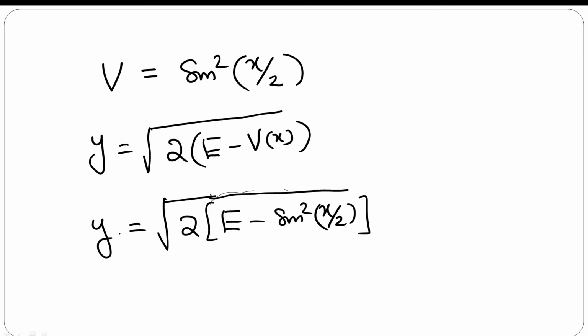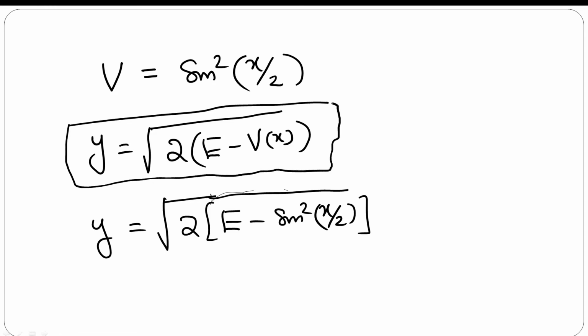Now to plot the phase space trajectory, we have to numerically simulate this equation. This is an equation which connects y and x. You can see sin square x by 2 here. E is a constant. For a given value of E, you can plot xy graphs. Manually, it's not easy. Just listen to how to plot the phase space trajectory. We have this relation y equal to root of 2 into E minus V of x, connecting x and y. You can numerically simulate this equation to obtain the phase space trajectory.